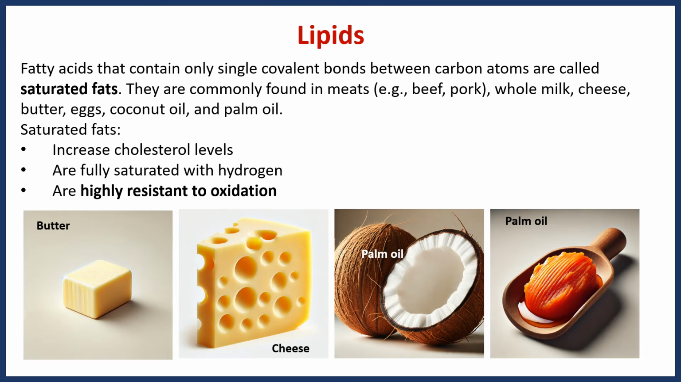Saturated fats, found in butter, coconut oil, etc., contain no double bonds in their carbon chains, making them straight molecules. They are solid at room temperature and are more resistant to oxidation, which is why they are often used for cooking. However, consuming too many saturated fats can increase bad cholesterol levels, which is linked to heart disease.